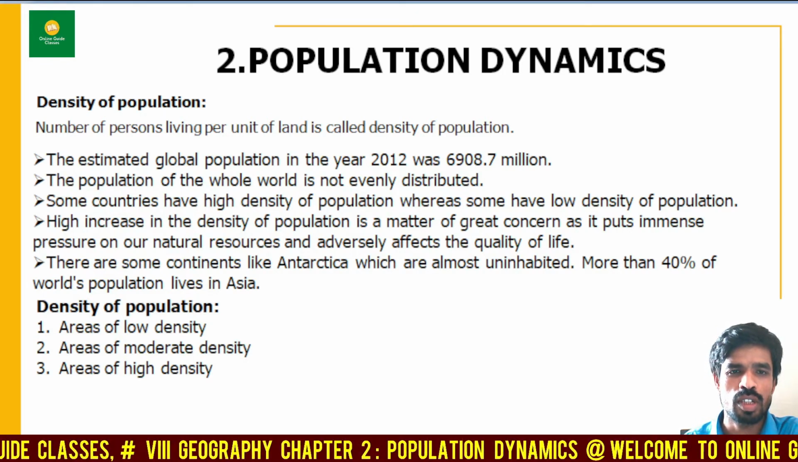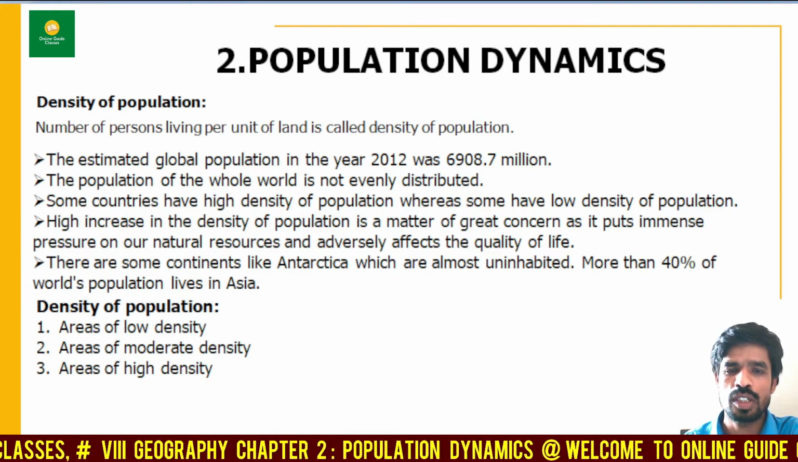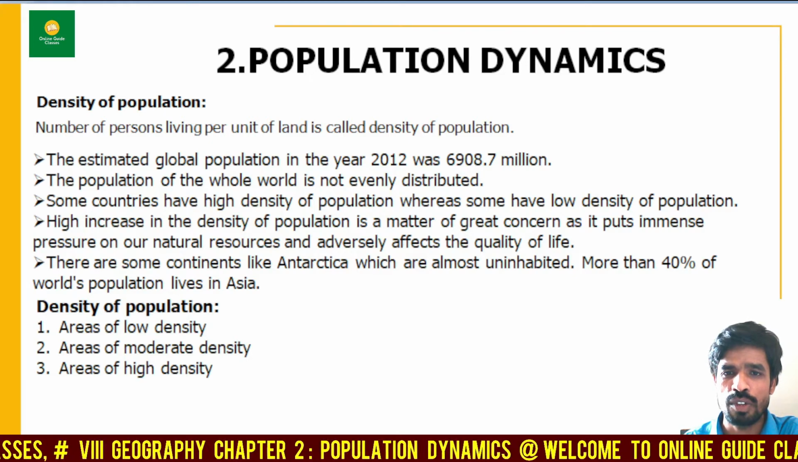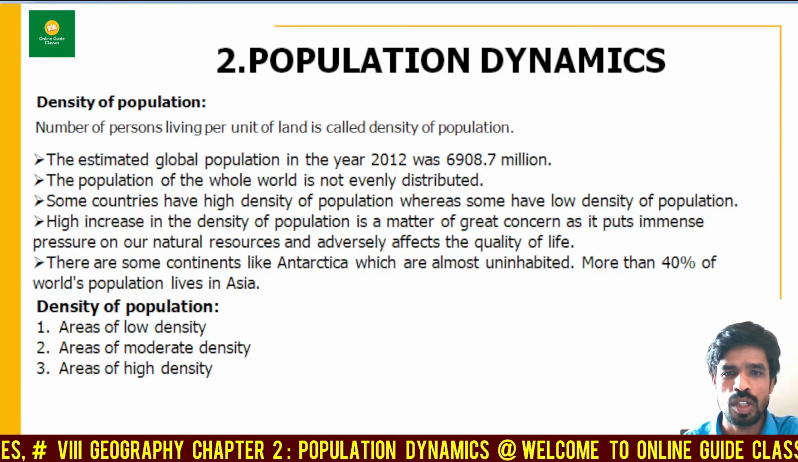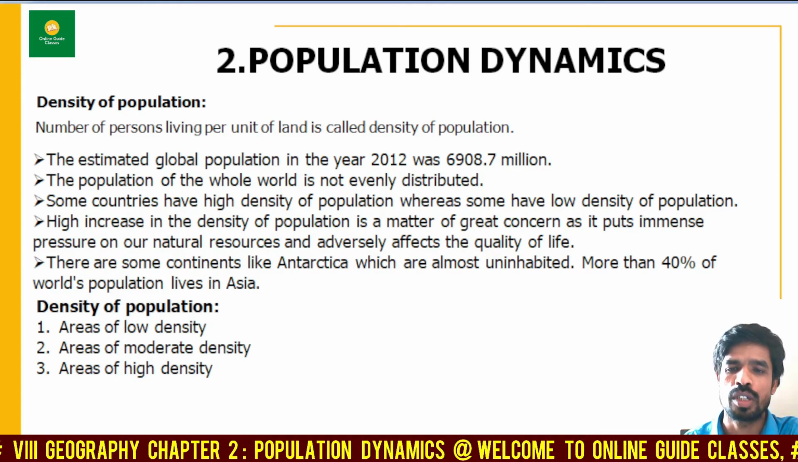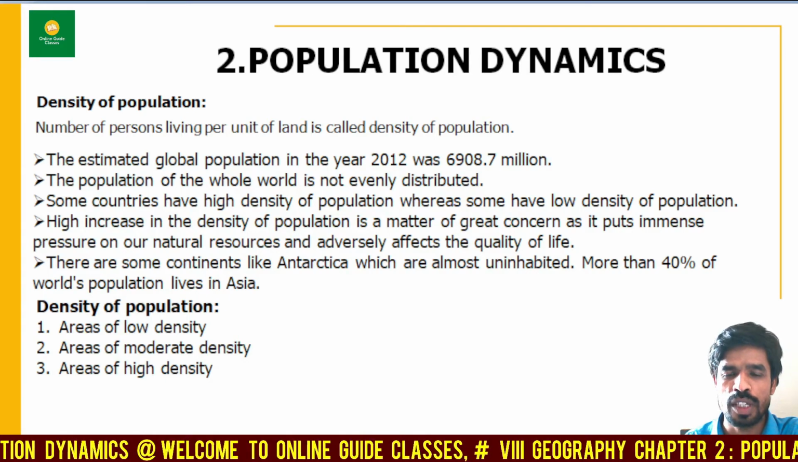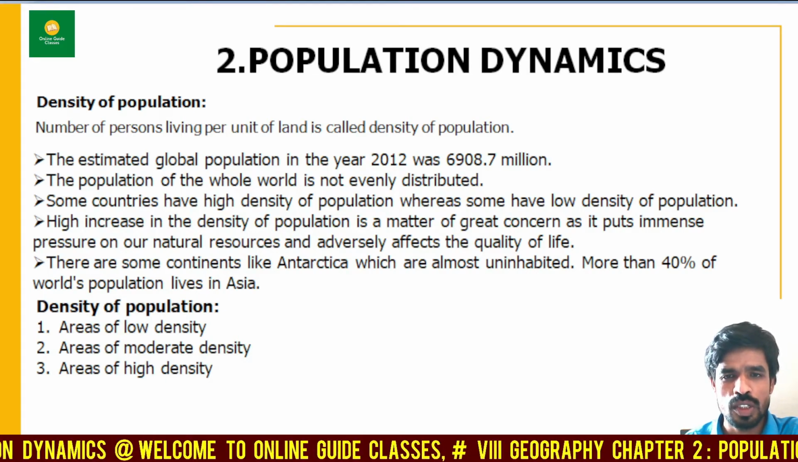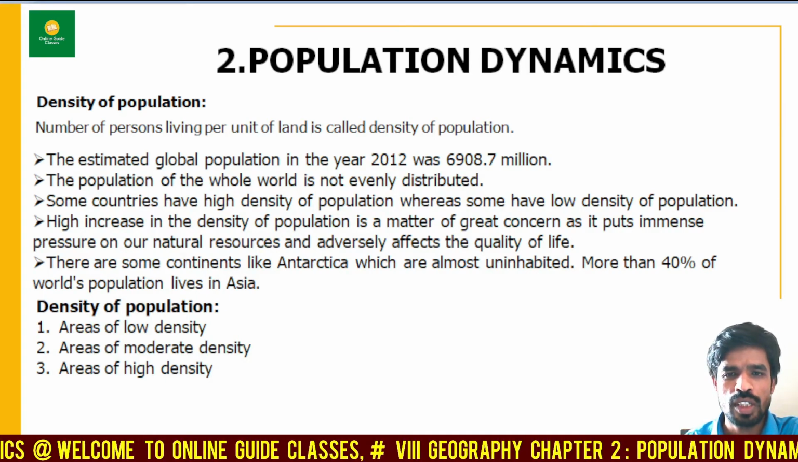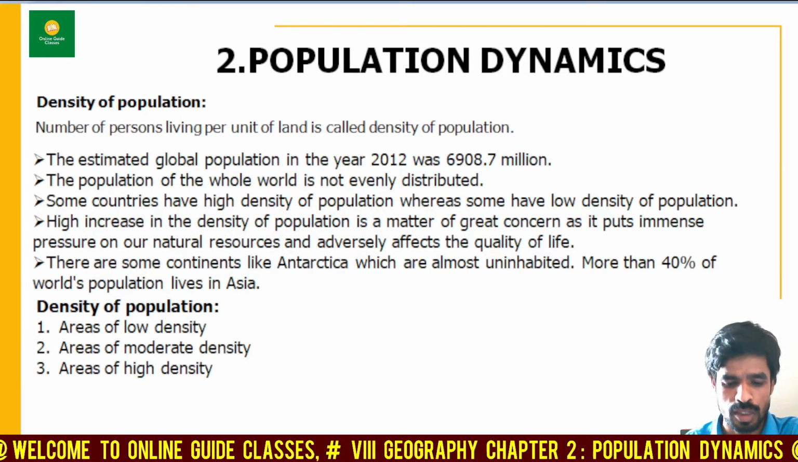Now let's move on to the lesson. The estimated global population in the year 2012 was 6,908.7 million, according to the 2012 census. But the population of the world is not evenly distributed. The population of the whole world is not completely distributed. Only 30% of the world is filled. We can say only 30% of the land is completely filled with population.